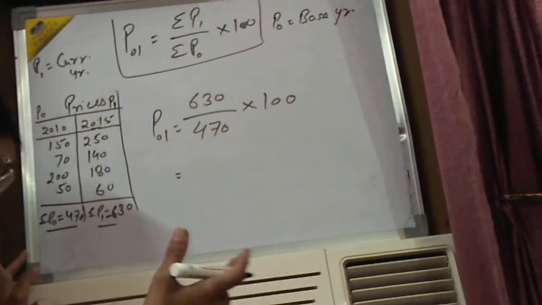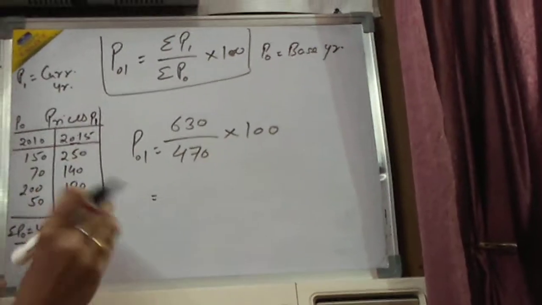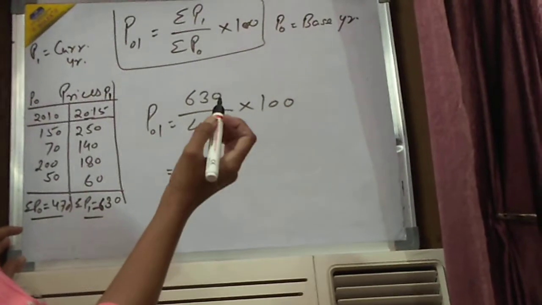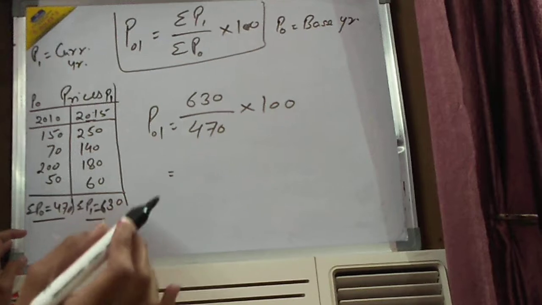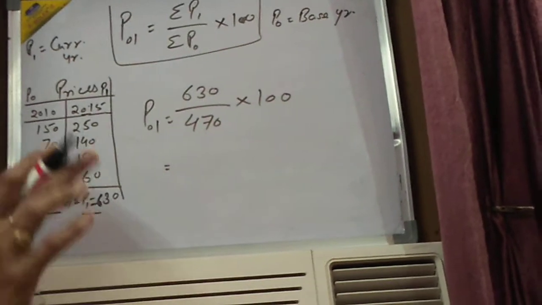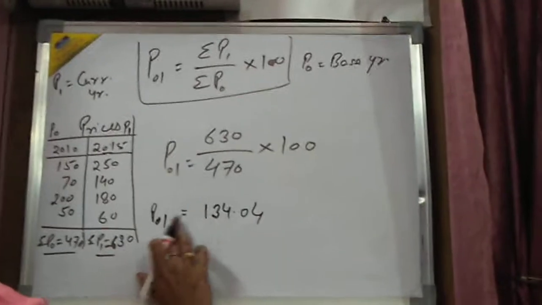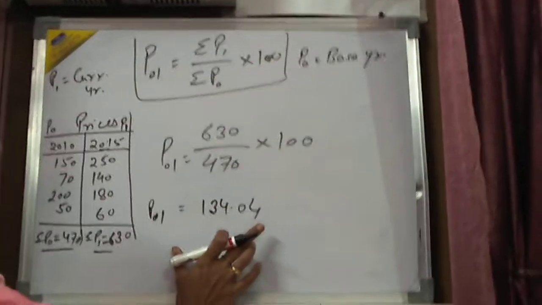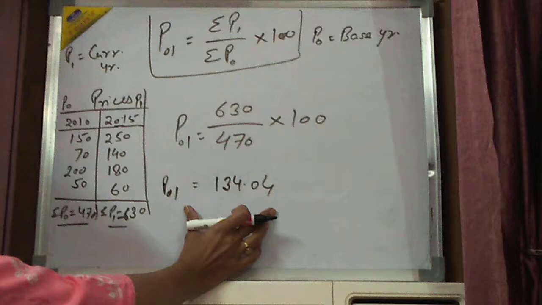Now you have to solve it. When you solve it, you will get the answer. It will be in decimal. I'm not having a calculator right now, so just wait for a minute. Now when we calculate it, we will get our answer, that is 134.04. So this is our index number.